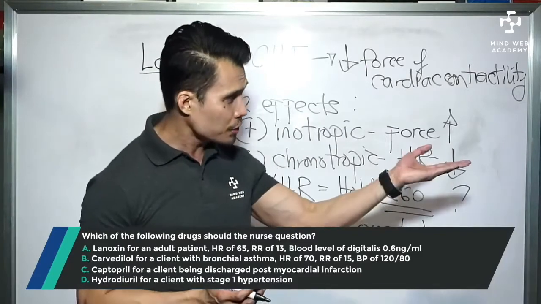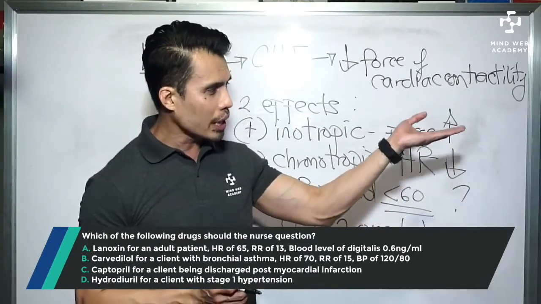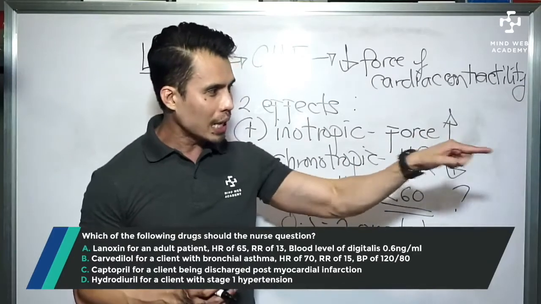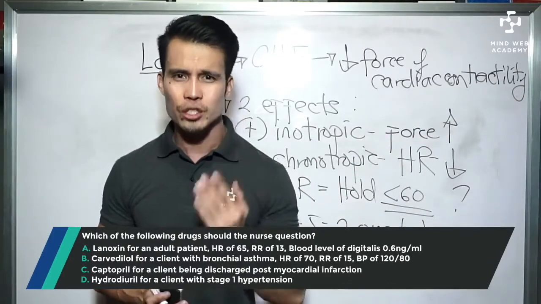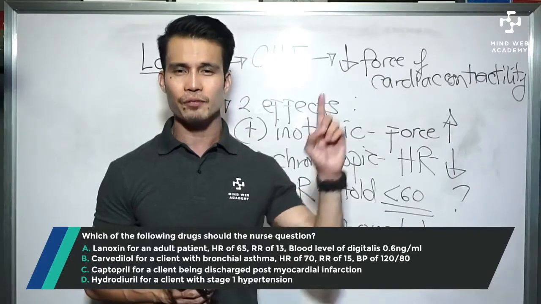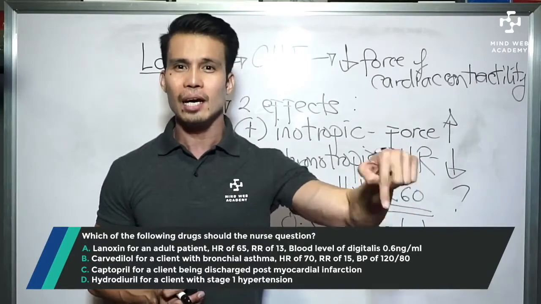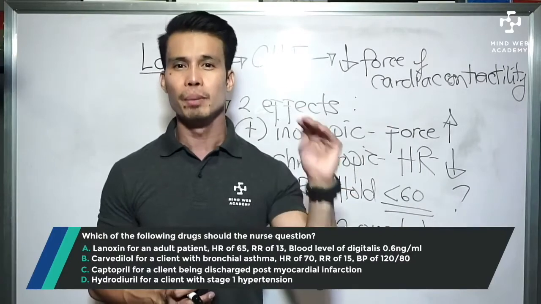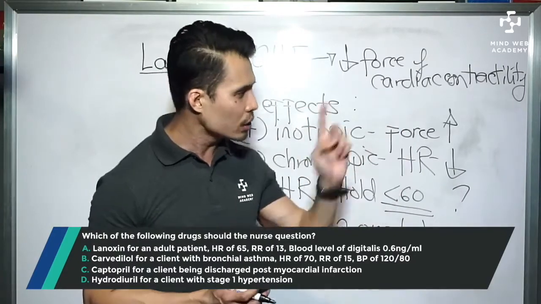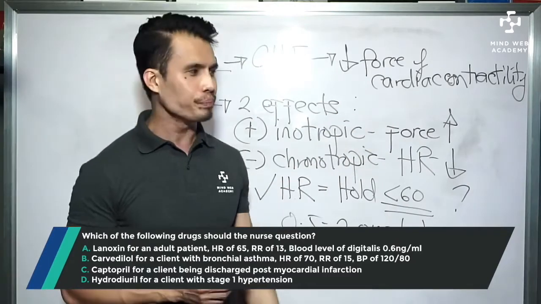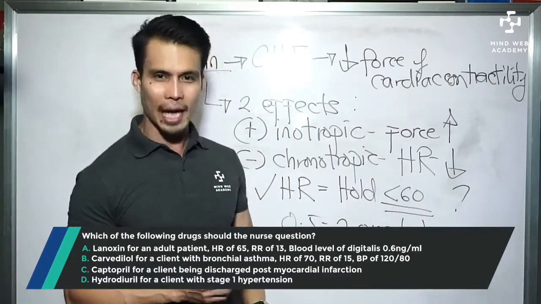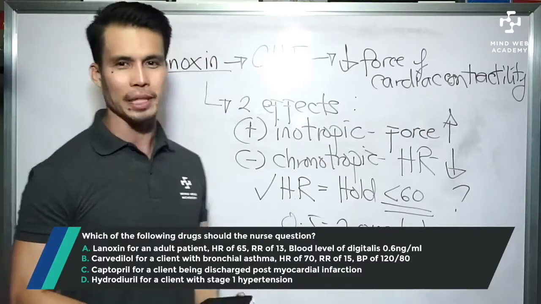So if you can notice, I don't need to question this order. Why? The heart rate is still within normal. When is the best time to question the doctor's order? If lanoxin is ordered and the heart rate of the client is below normal. So I don't need to question letter A. So I have to eliminate letter A. That is a correct order. So let me proceed to letter B.